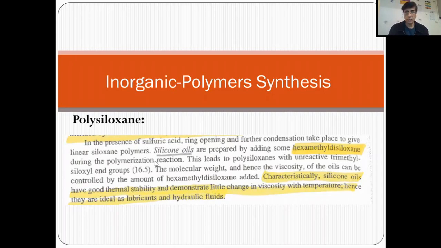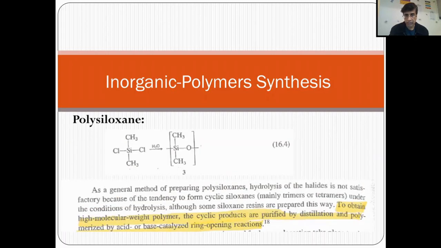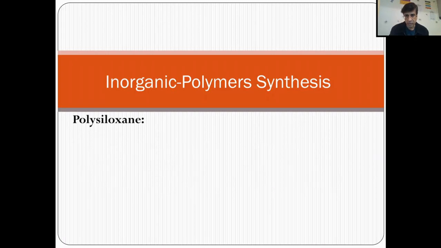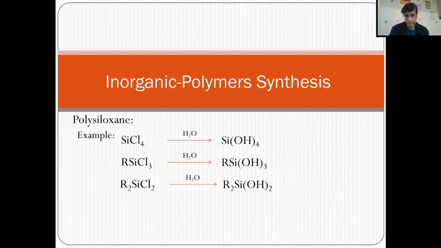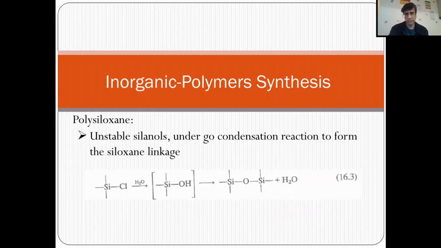For that purpose, after some time, we start adding this compound, which is called hexamethyl disiloxane. This is going to be added in the molecule. It is like a dimer. Let's go back to this dimer, and then you'll know. No, not this one here. Sorry, this one. See, this is the dimer. So if you have a methyl group here, here, how many methyl groups? Six. So this is called hexamethyl disiloxane.